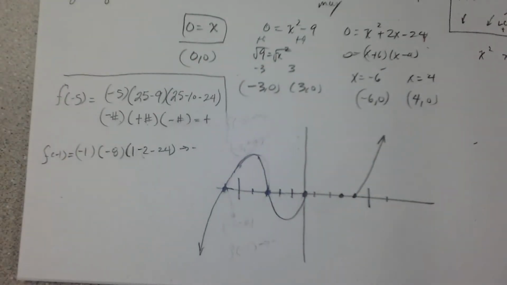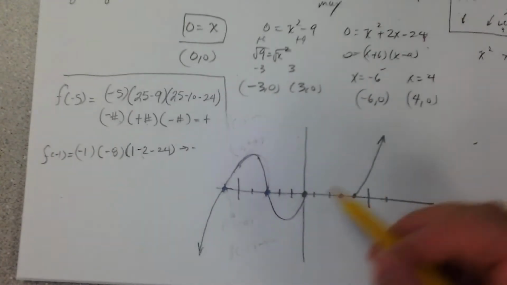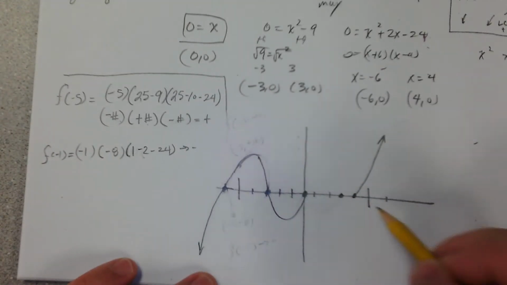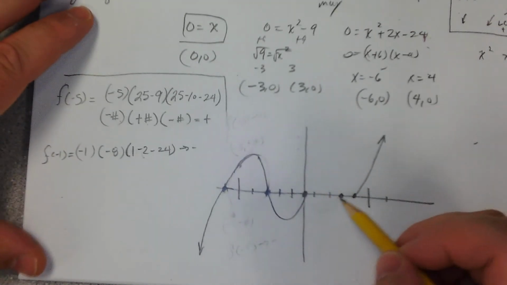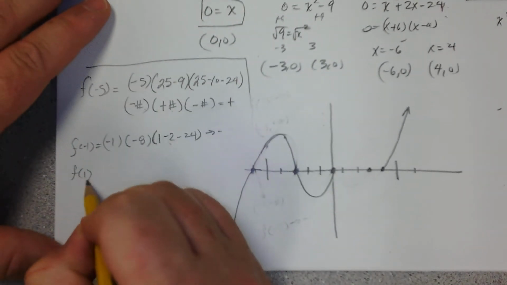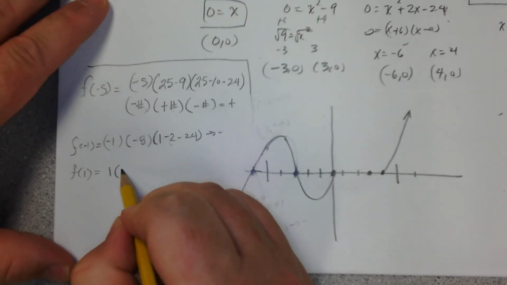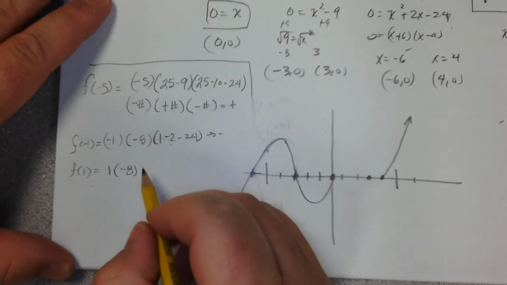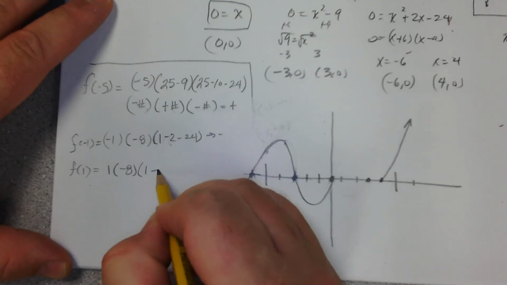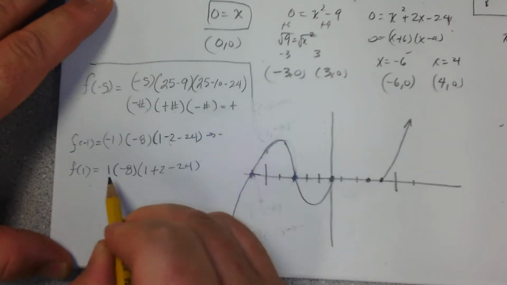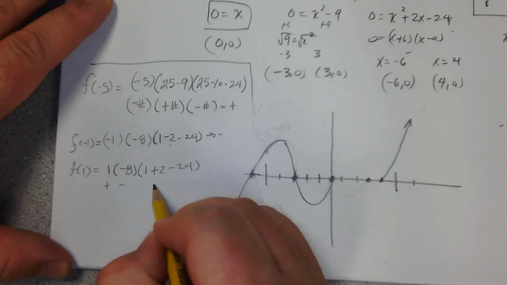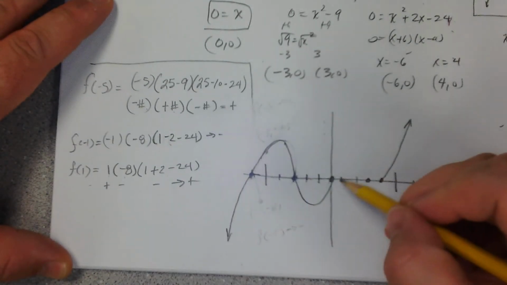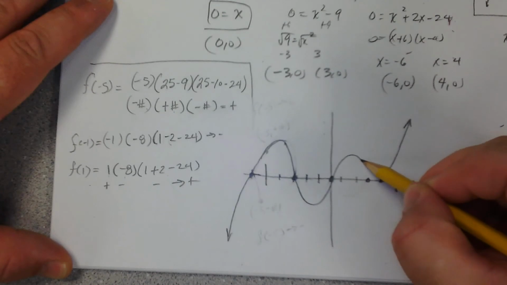All right, now check this out. We could do the same thing. We could plug in a 1, and then we could plug in like a 3.5. But well, let's just do it. Let's just plug in a 1 and see. We have 1 times negative 8 again, and then times 1 plus 2 minus 24. So that's a positive times a negative times a negative. That's positive. So it's going to go back up again. We don't know how high.